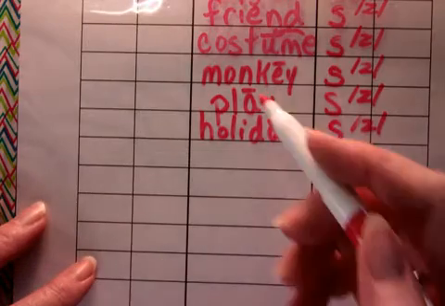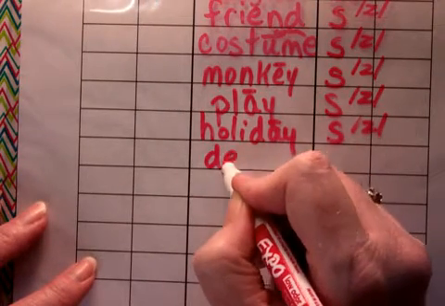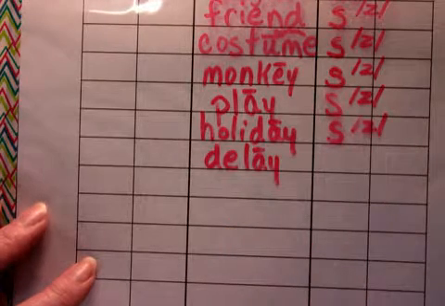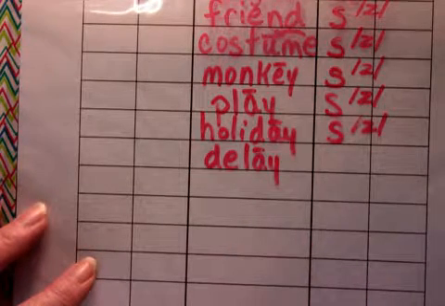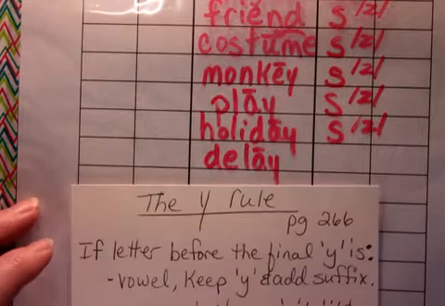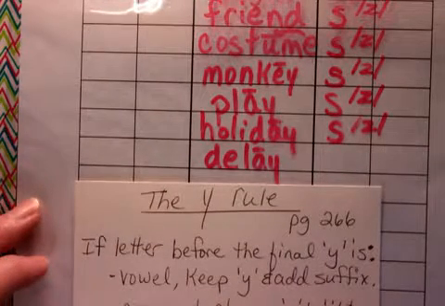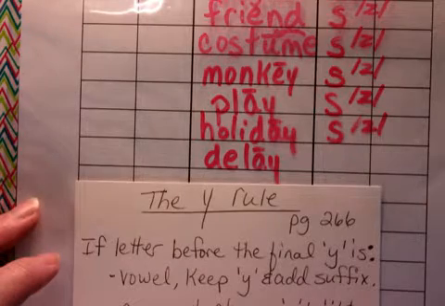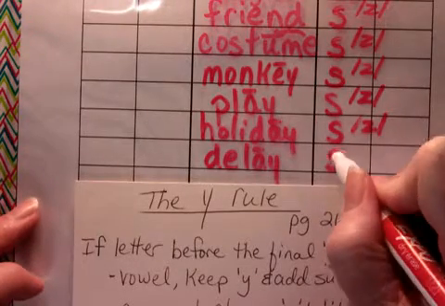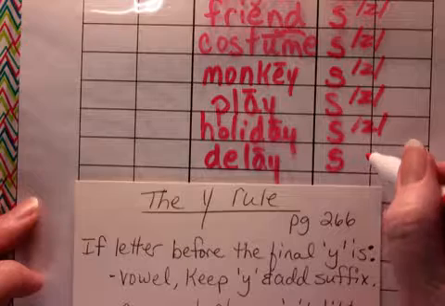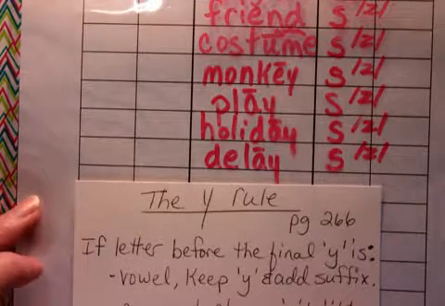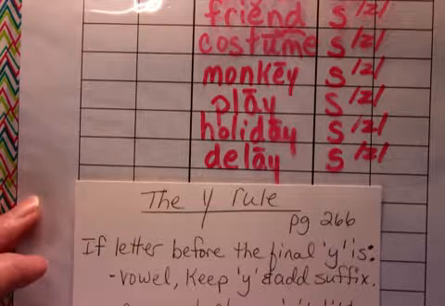The next base word is delay. Delay. The long A sound can be spelled with A-Y. We've got the letter before the Y is a vowel. We keep the Y and add the S. And because the A sound is a voiced sound, we say the voiced Z when we say the S, plural S. Delays.